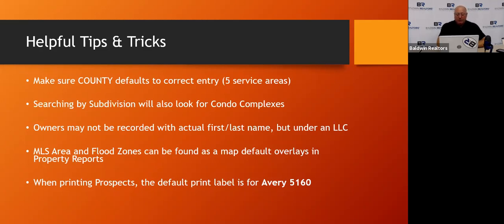MLS area and flood zones can be found under the map default overlay. So make sure when you pull up that property report, top right-hand corner will be the map. Bottom right-hand corner of that map, view larger map. That's where you can find the area. And then in the overlays, you can change it to FEMA flood zone maps. And then finally, when printing prospects, the default print label is Avery 5160.